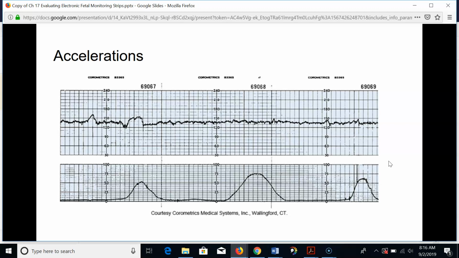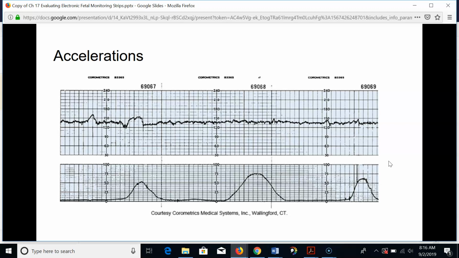You first have to determine the baseline. In this strip, it's 135. So that means in order to be an acceleration, it has to be up to at least 150 beats per minute for at least 15 seconds. And both of those accelerations on the strip do that. When determining the 15 seconds, look at the opening of the acceleration. Remember, each of those small boxes are 10 seconds.